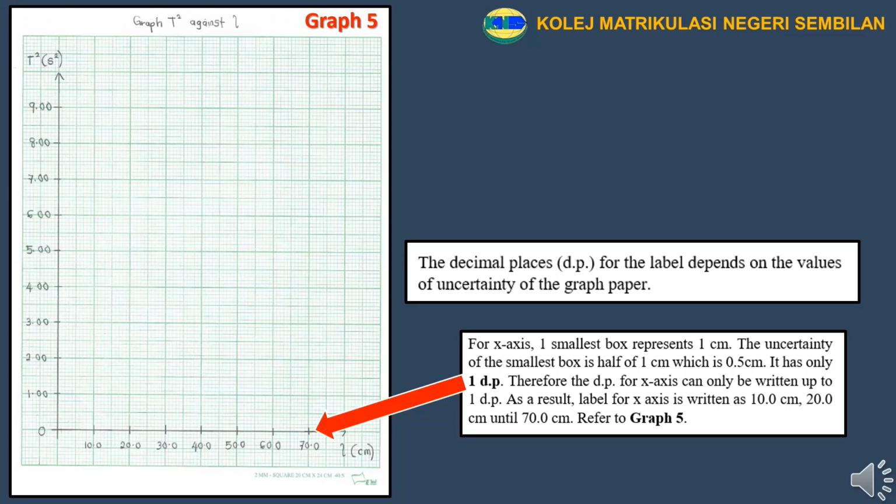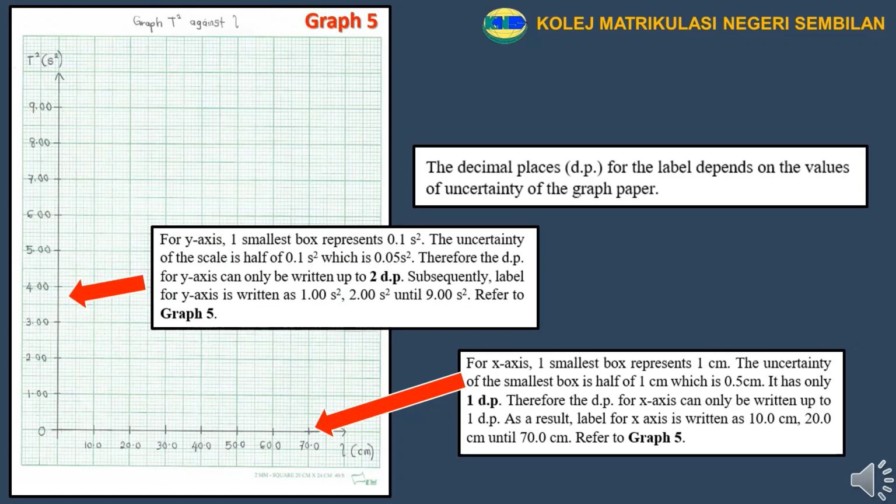Refer to graph 5. For y-axis, one smallest box represents 0.1 second square. The uncertainty of the scale is half of 0.1 second square, which is 0.05 second square. Therefore, the decimal place for y-axis can only be written up to 2 decimal places. Subsequently, label for y-axis is written as 1.00 second square, 2.00 second square, until 9.00 second square. Refer to graph 5.